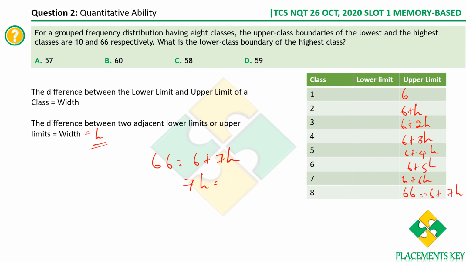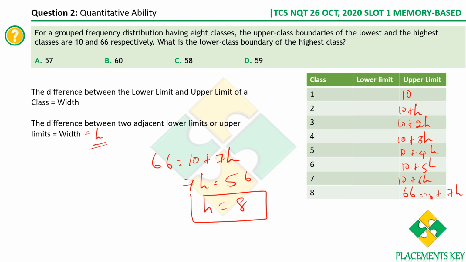I'm sorry, the upper class boundaries of the lowest and the highest are 10 and 66. It's 10, it's not 6, I'm sorry. So replace with 10 everywhere, and this is 10 plus 7h. So therefore we get 10 plus 7h is 66. So 7h is equal to 56. You get the value of h as 8.